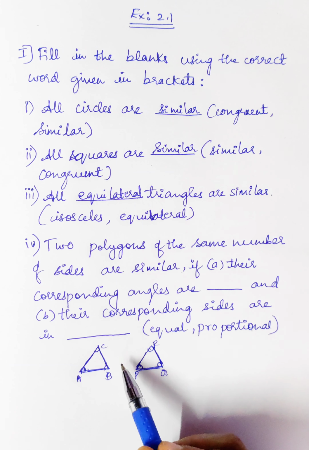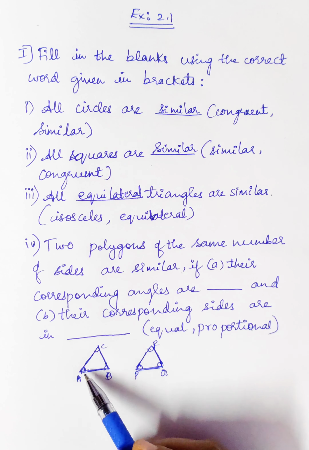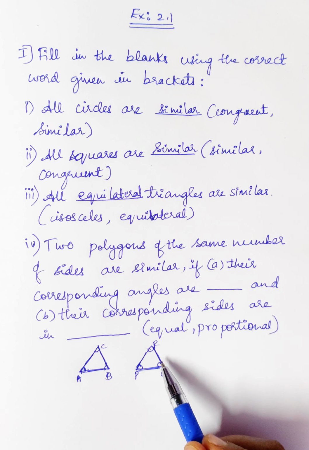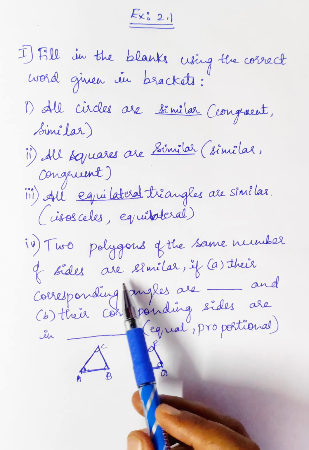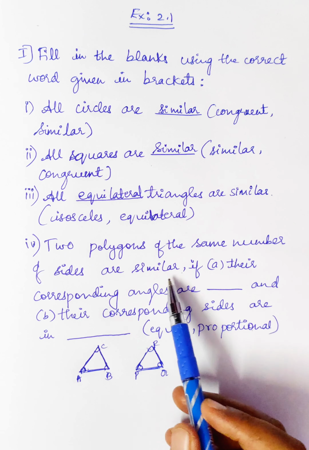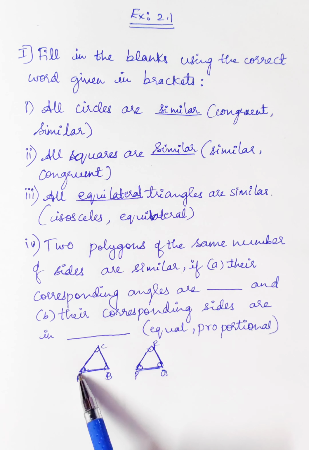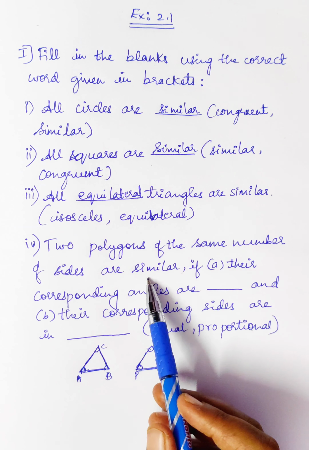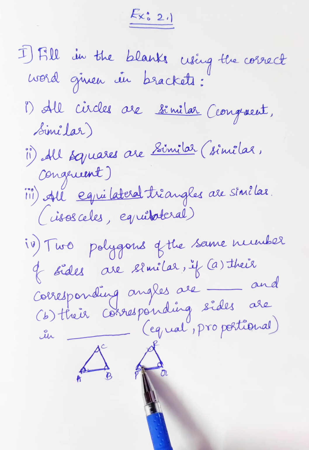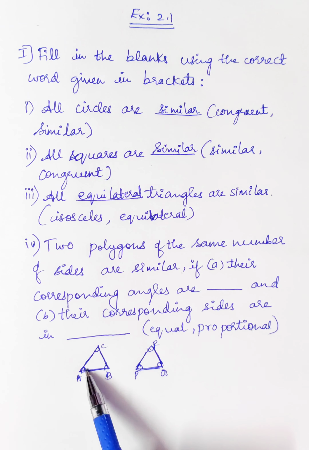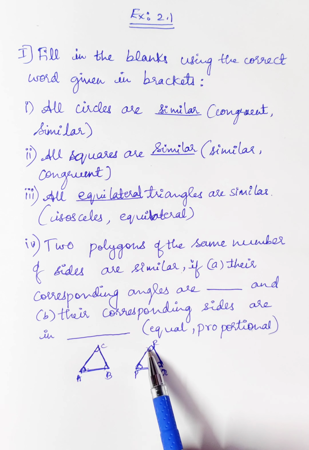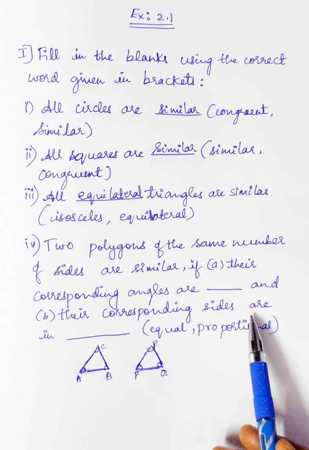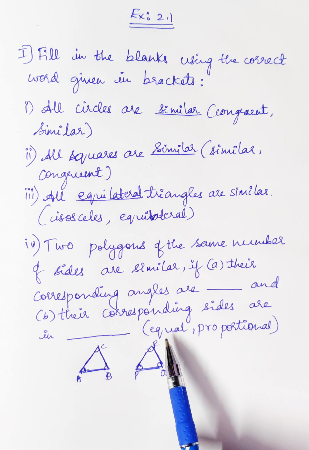Now have you got it? What are corresponding sides and corresponding angles? Two polygons of the same number of sides are similar if their corresponding angles are equal. First of all, what is the similarity condition here? Corresponding angles should be equal. This angle should be equal to this, equal to this, equal to this, and the corresponding sides are in proportion, not equal.